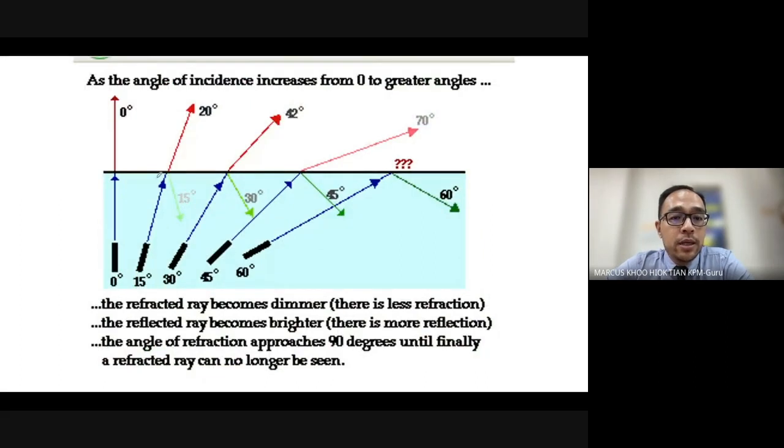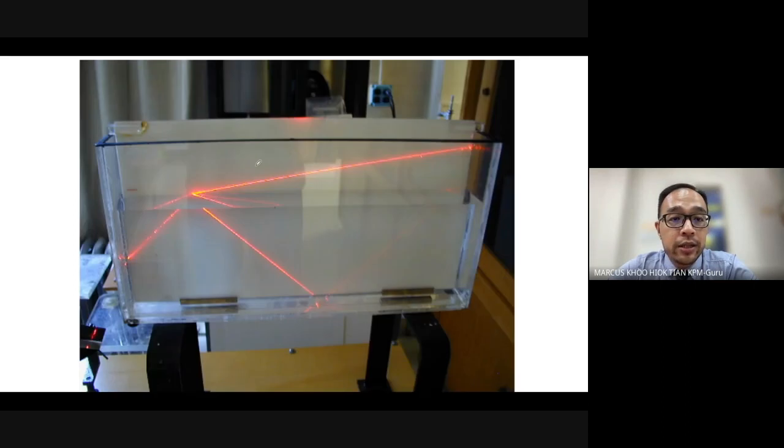Don't worry about this, this is just extra notes. As the angle of incidence becomes bigger, these are three important things that happen. The refracted ray becomes dimmer, the reflected ray becomes brighter, there is more reflection, and the angle approaches 90 degrees until finally a refracted ray can no longer be seen. Just extra notes.